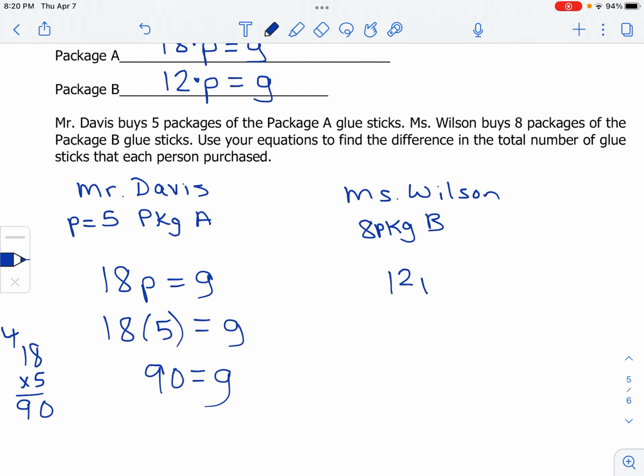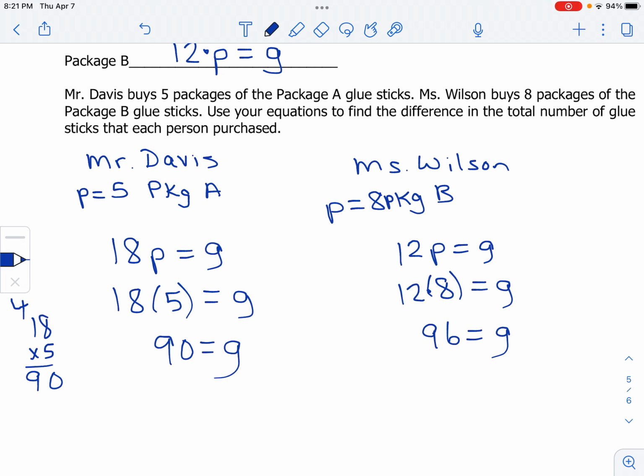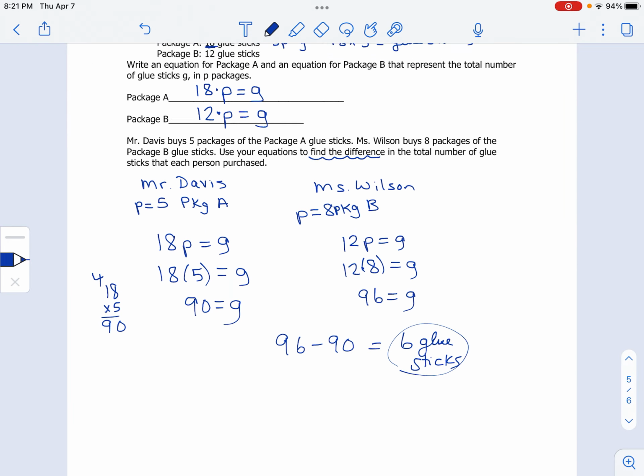We're going to use 12P equals G, and we'll say P equals 8 because Miss Wilson bought 8 packages. So 12 times 8 equals G. 12 times 8 is 96. So Miss Wilson bought 96 glue sticks. Now it's asking us to find the difference in the total numbers. So we're going to subtract those two amounts, and that gives us a difference of 6 glue sticks. And that's our final solution and our final question.